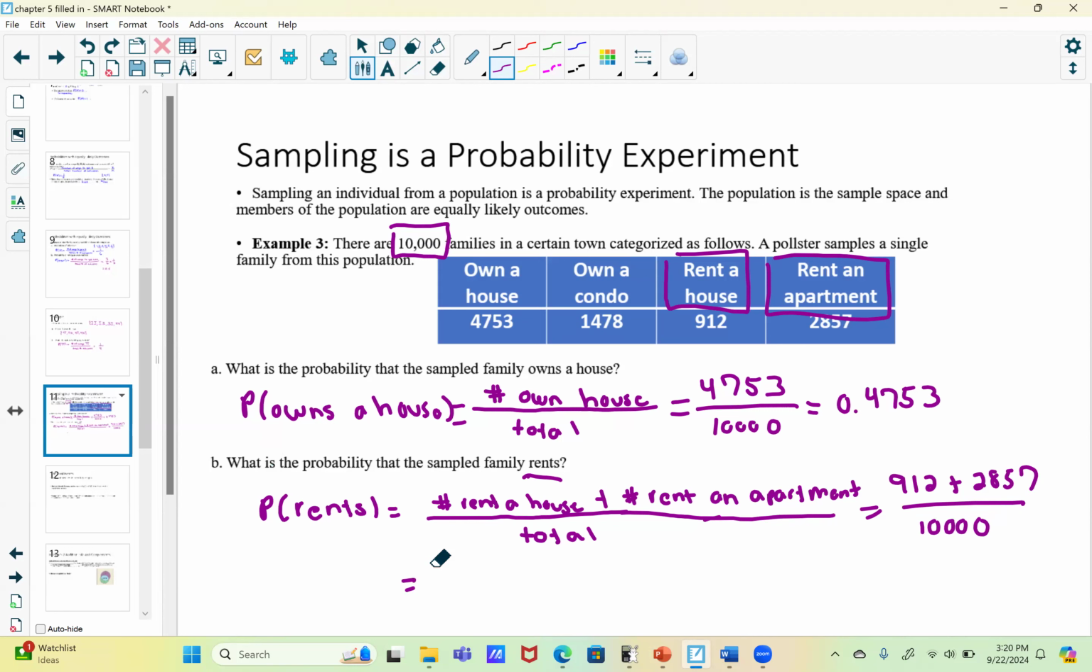If we do that, we get 3,769 over 10,000, and that is equal to 0.3769. Again, you can leave it as this fraction. We do finding probabilities a lot for categorical data, and again, it's the same idea as finding the relative frequency.